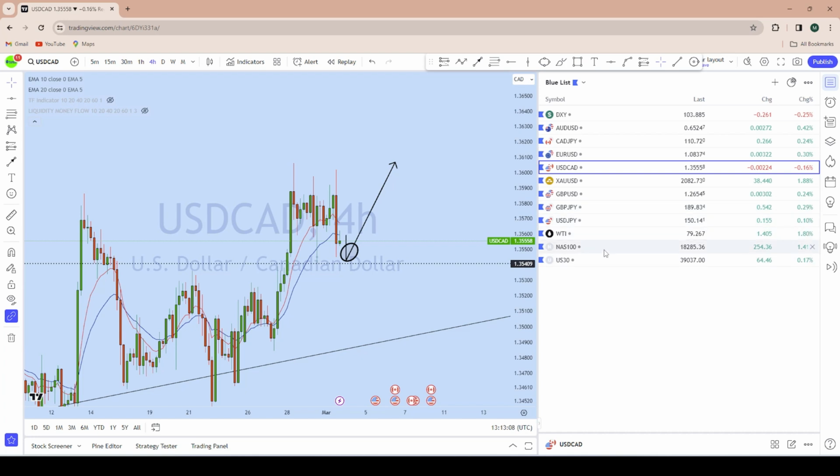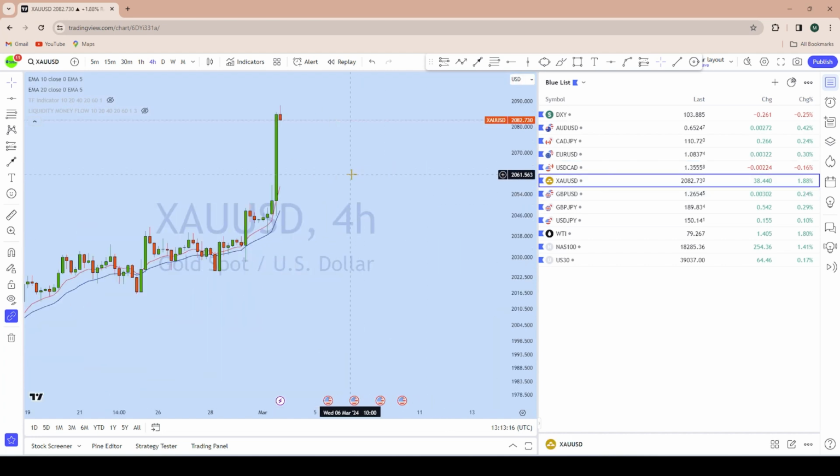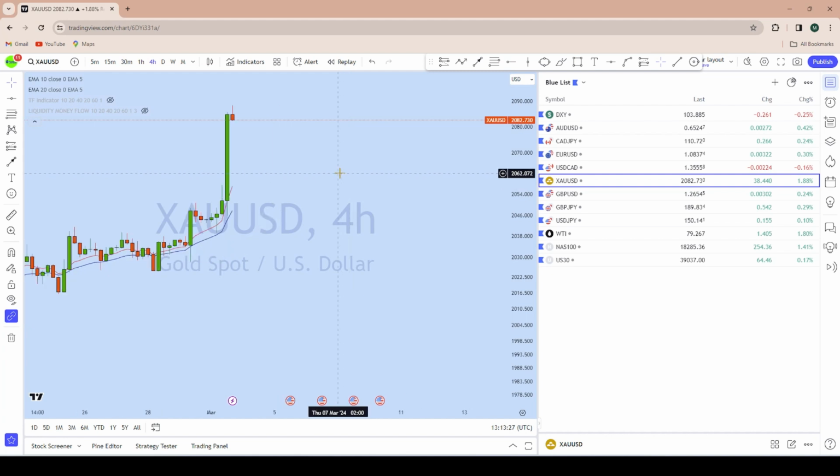Now let's look at gold, and then we'll be looking at GBPUSD as well. So looking at gold to see how the market is doing. As you can see, past week gold was extremely volatile and it was trending very aggressively. We had quite a few trades on gold. Let's see this week what kind of opportunity we have.